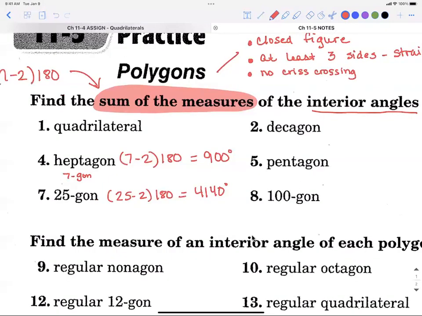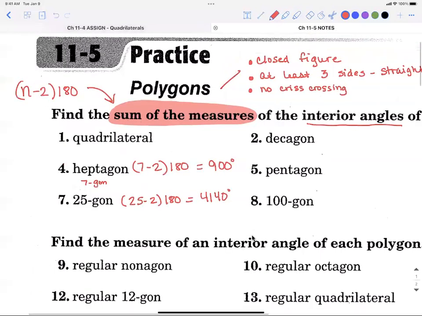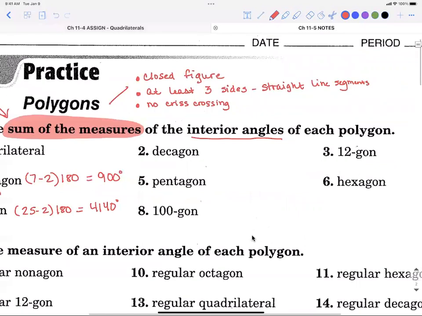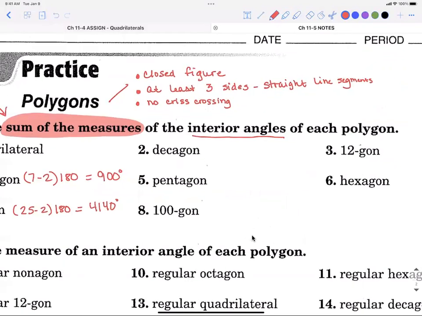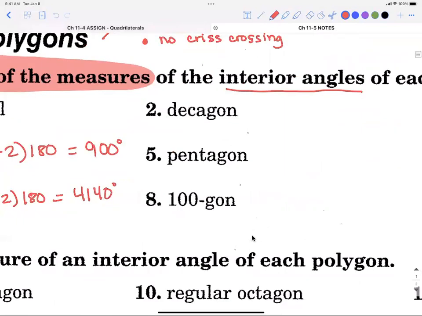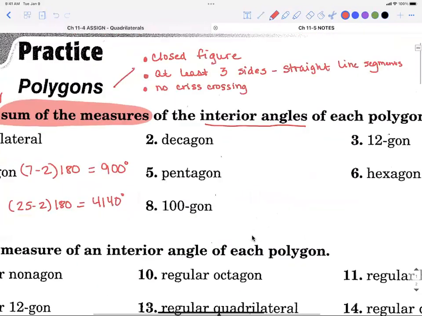I don't think we need to do a ton of examples with that. I think that's pretty simple. It doesn't matter if it's a named one, it just means it's 1 through 10. So decagon, pentagon, hexagon, those are just those 1 through 10 ones. Like I said, the bigger ones, 100-gon, 12-gon, okay.